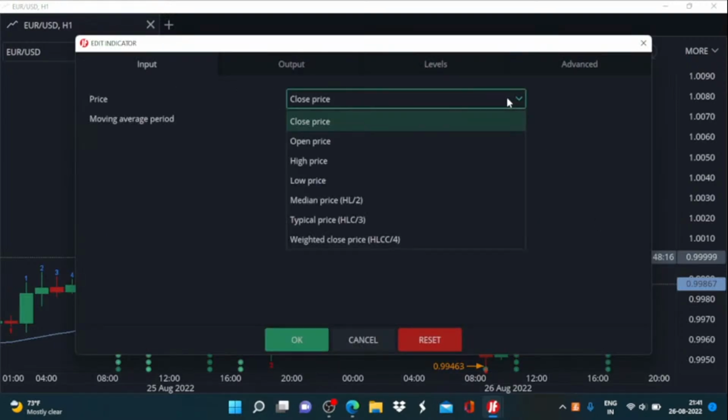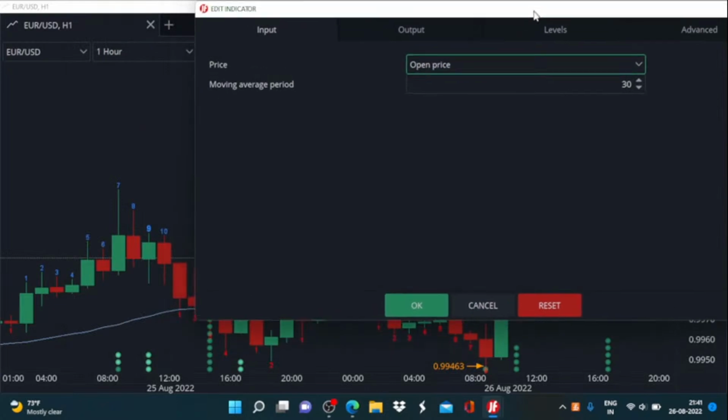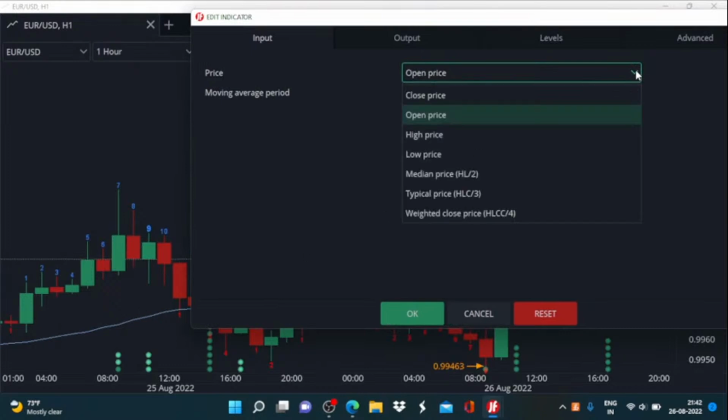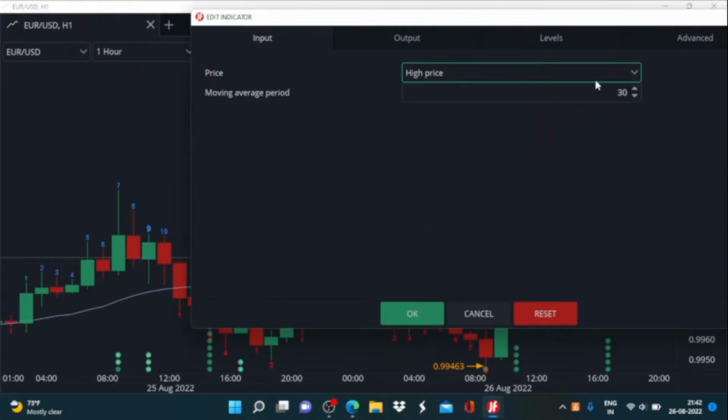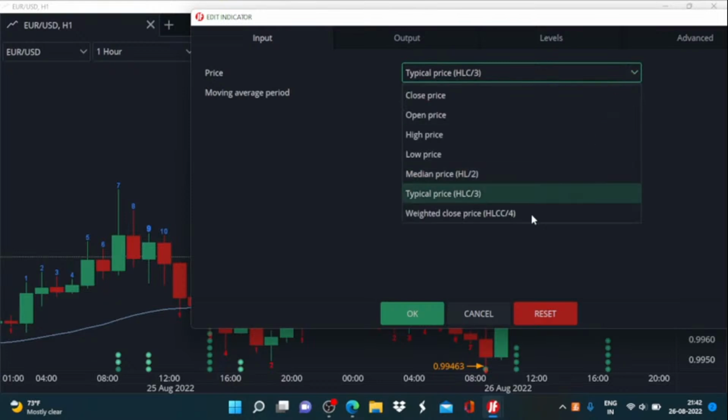The applied price can be anything depending on your chosen preference: the close price, open price, high price, low price, median price, typical price, or weighted close price. You can take any of these applied prices as the calculation base for this McGinley dynamic, and depending on that, you will see that its plotting will vary. If you use this high price, then it will shift on the higher side. If you use low price, then you will see MD shifting on the lower side. So a lot depends on what kind of applied price you are using, and accordingly the calculation for the output value of the McGinley dynamic will be done.